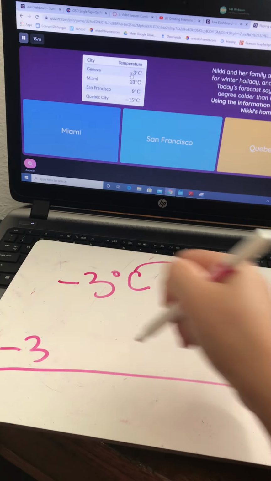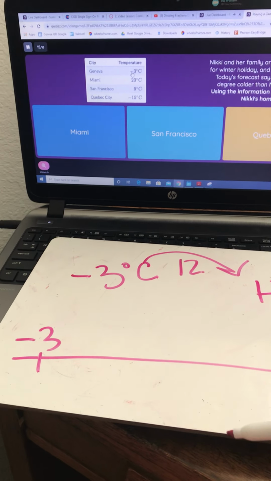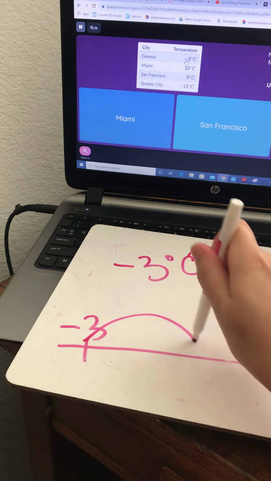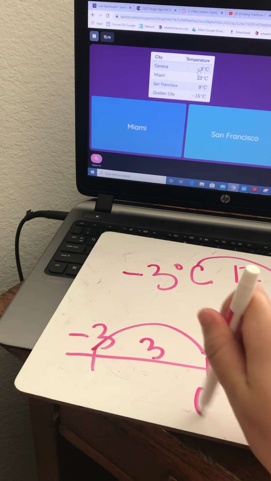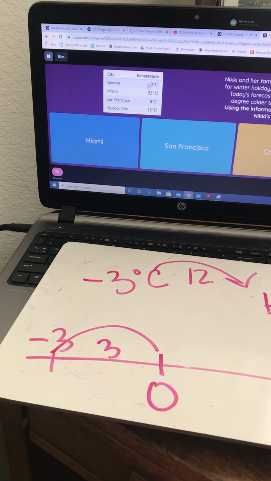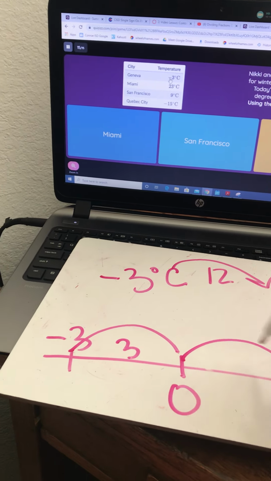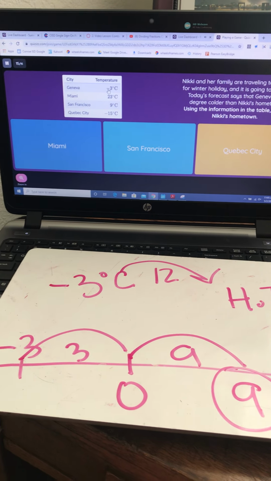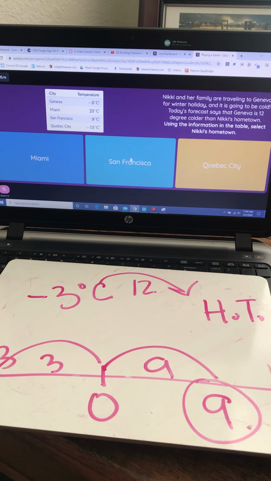So let's think of a number line. Starting at -3, and we need to gain 12 degrees. So if I add 3 to that, I'm at 0. 9 more is going to get me a total gain of 12. So she would be at a positive 9 degrees, which makes her living in San Francisco.